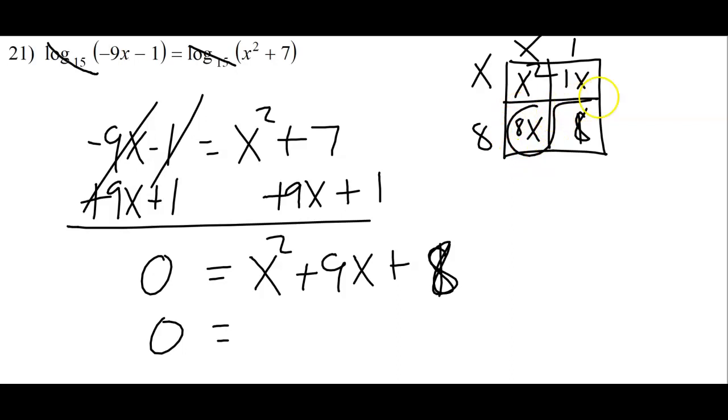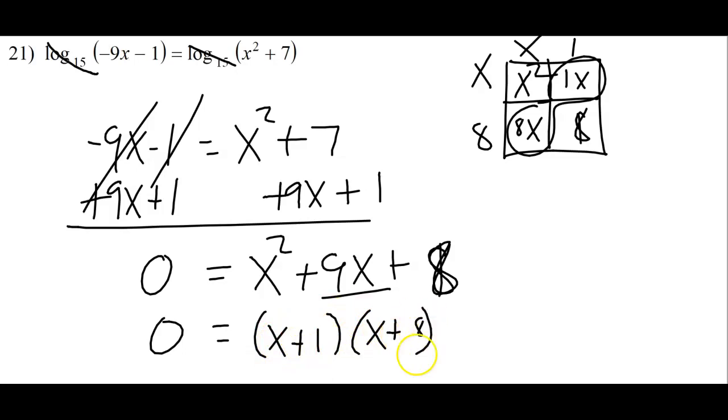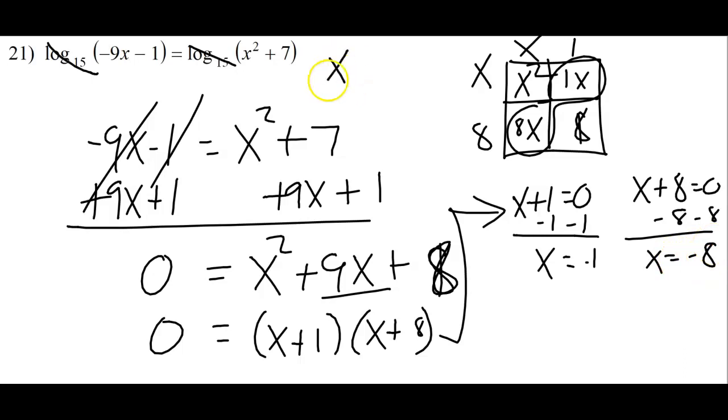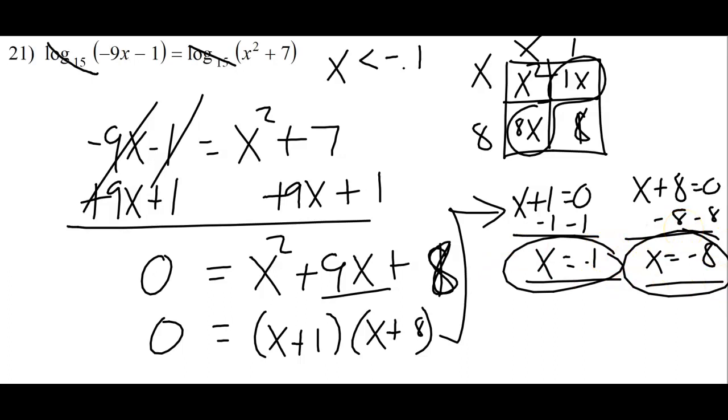And so you know you're right when these numbers add up to make the middle. 8x plus 1x does in fact make 9x. So that's the correct pair. So we have x plus 1 and x plus 8. Then you go ahead and set each one of those equal to 0 and solve. So there's my answers. And we want to make sure it works. Remember, our domain was x has to be less than negative 0.1. And both of these are less than negative 0.1. So they're both good answers to keep.